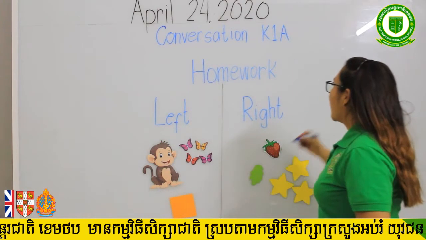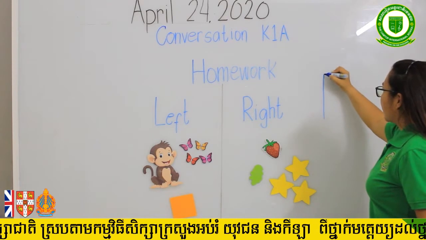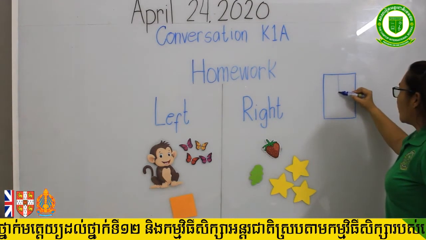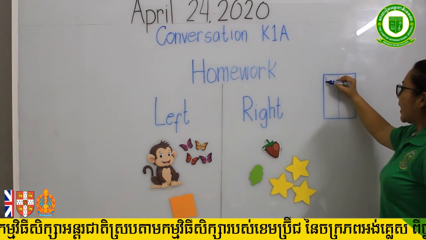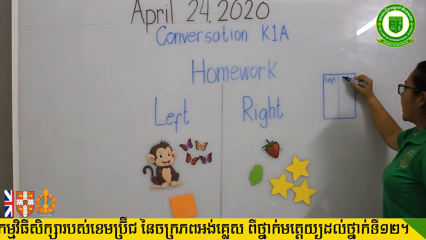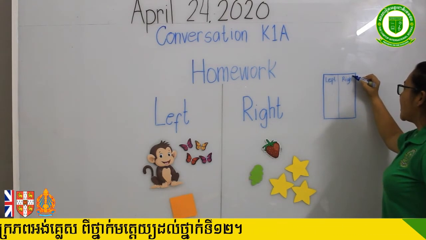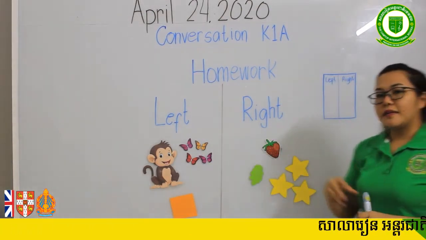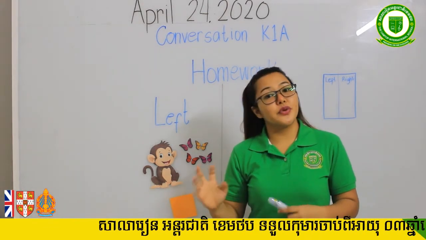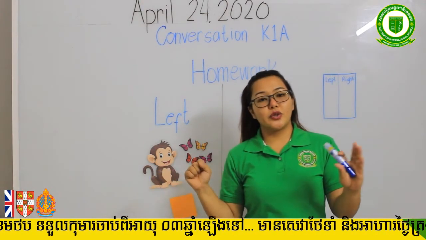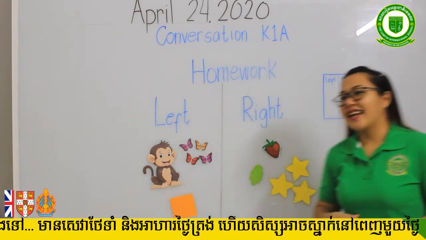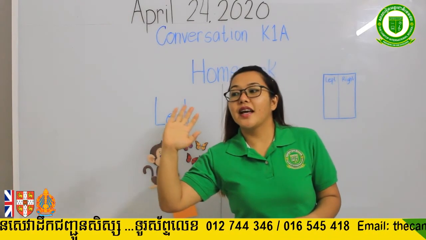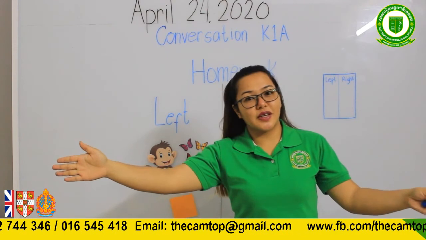So for example, this is your notebook. On one page, you're going to write left and right. Mom and dad, I would appreciate if you help your child to do this. This is also a nice way for us to know if they understood which one is left and which one is right. If you ask them, what can you see on your right? Then they should be looking this direction and not that direction.